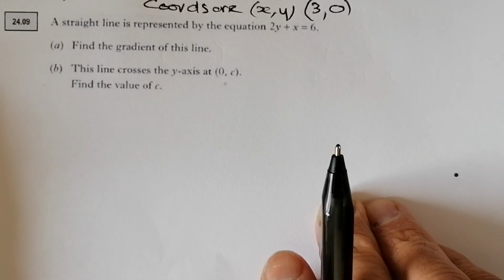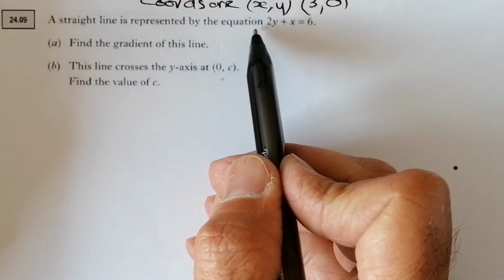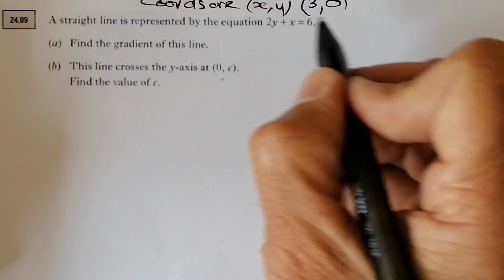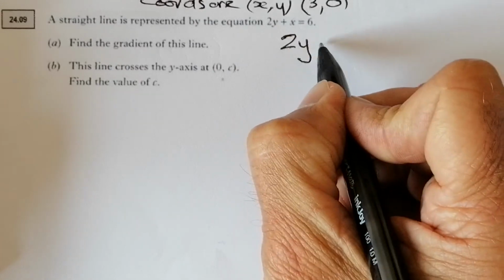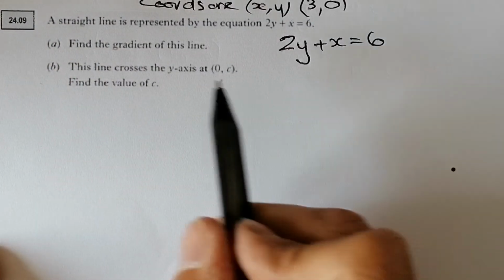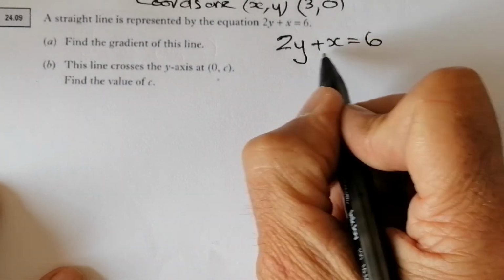Okay, so final question that we've got here. So a straight line is represented by the equation 2y plus x equals 6. So I'll just write that out a bit clearer for you. So 2y plus x equals 6. So that's the equation that we've got. Find the gradient of the line. So similar to what we did before. So let's just rearrange things, okay?